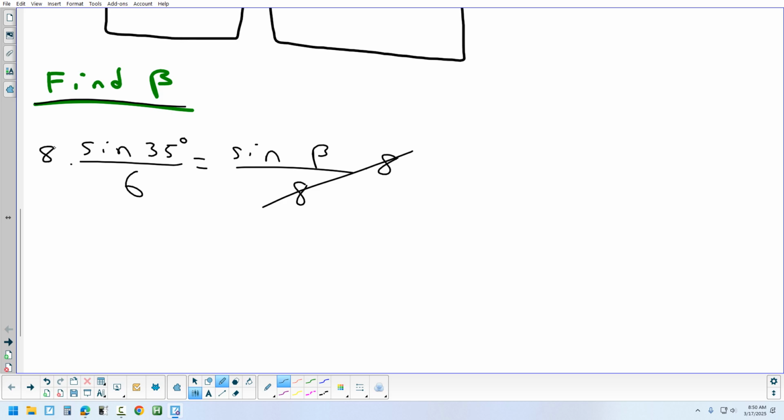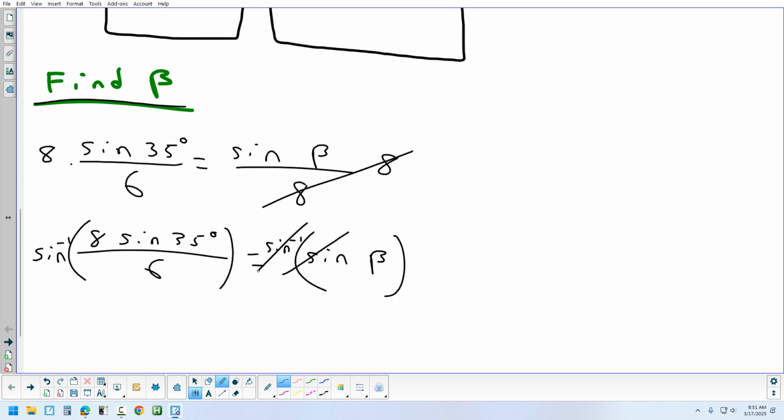All right, so we've got 8 sine 35 over 6, which, because the 8 and the 6 are both even, you could reduce, but we're just going to type that in on the calculator, so I wouldn't bother reducing it. It's just a chance to make another mistake. Okay, so that's sine beta. What's my last step to get rid of sine and just have beta? Yeah. Take the inverse sine of both sides. Okay, perfect.